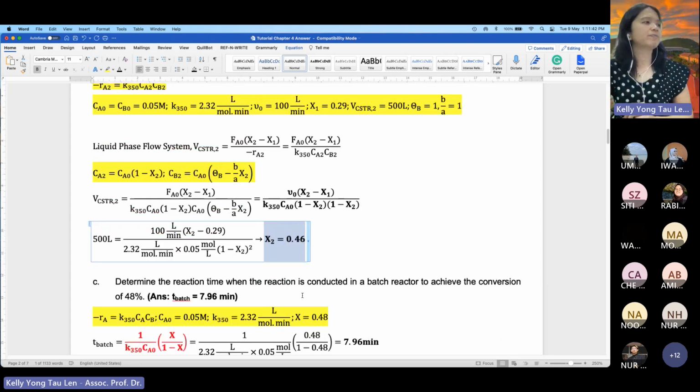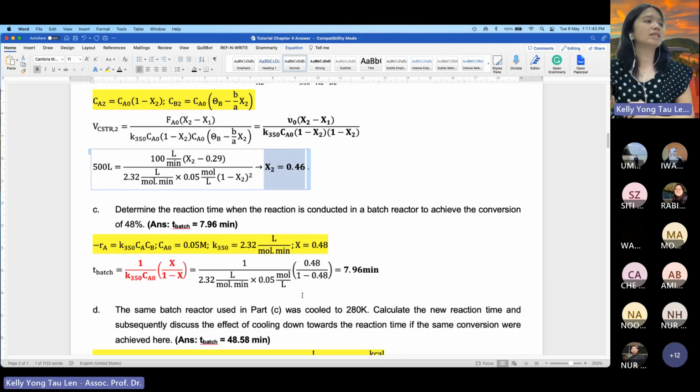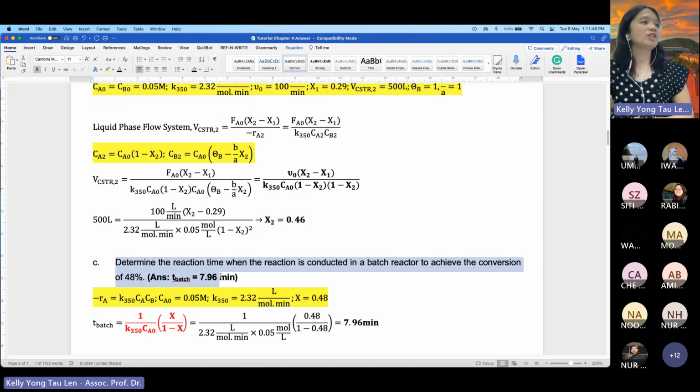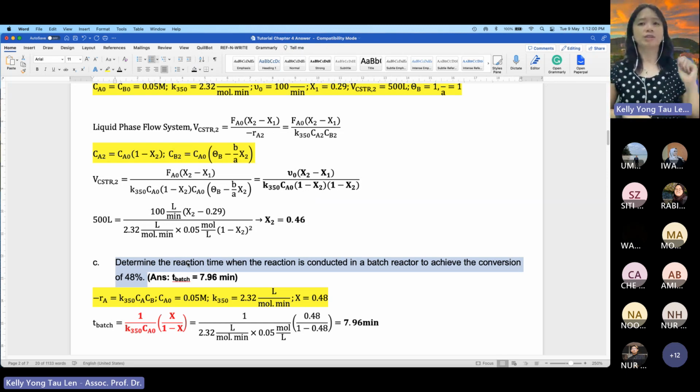Okay, now next, third question. So part C, the question is: determine the reaction time when the reaction is conducted in a batch reactor to achieve conversion of 48%. Okay, now we change to a completely new reactor. Earlier we used PFR and CSTR. Now we use a batch reactor.